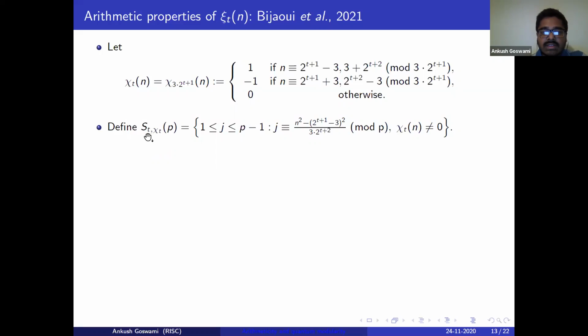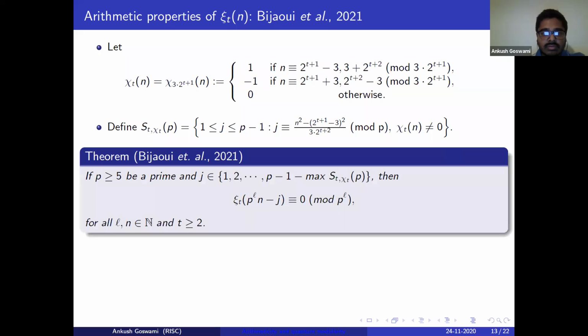And then you define the set S_t chi_t of p to be the set of all positive integers j between 1 and p minus 1, such that this j should be congruent to this rational number mod p, and n should be such that chi_t of n is not equal to 0.